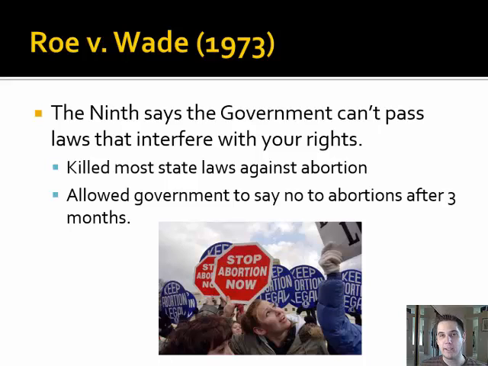Now, they understood what that meant to just say you can't stop any and all abortions, so they did limit it. They said that after 3 months, the government can say no abortions. Okay, because at that point, now we're talking about something that is kind of acting like a real human being. Like that, it's really hard to argue with at that point after the first trimester.